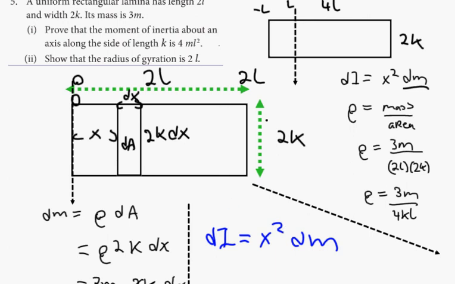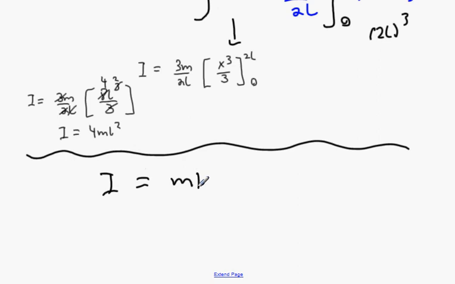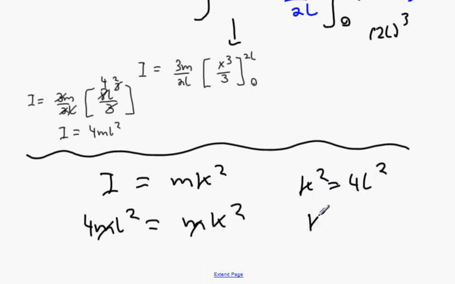Radius of gyration, okay, once again, it's just a matter of looking up that formula. Radius of gyration is I equals mk squared. Replace I with 4ml squared equals mk squared. M's will cancel. K squared equals 4l squared. Square root both sides. K equals 2l. Oh wait, no, the mass isn't m. It's 3m. There we go. That's where I went wrong.